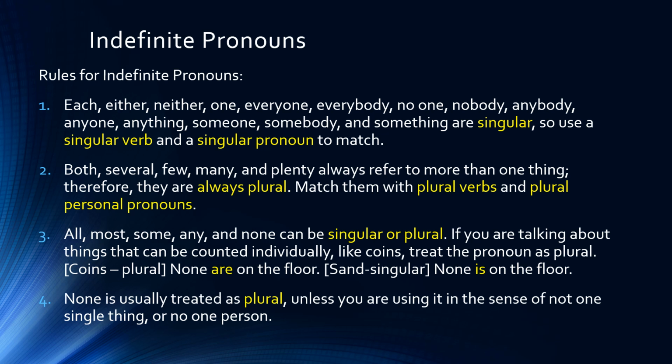Rule number 4. None is usually treated as plural unless you're using it in the sense of not one single thing or no one person. So, the rules that go along with indefinite pronouns can be rather tricky at times, and these are things in the English language that we just have to learn, because they're things that really don't make sense in and of themselves, and yet there are proper and improper ways of using these indefinite pronouns.